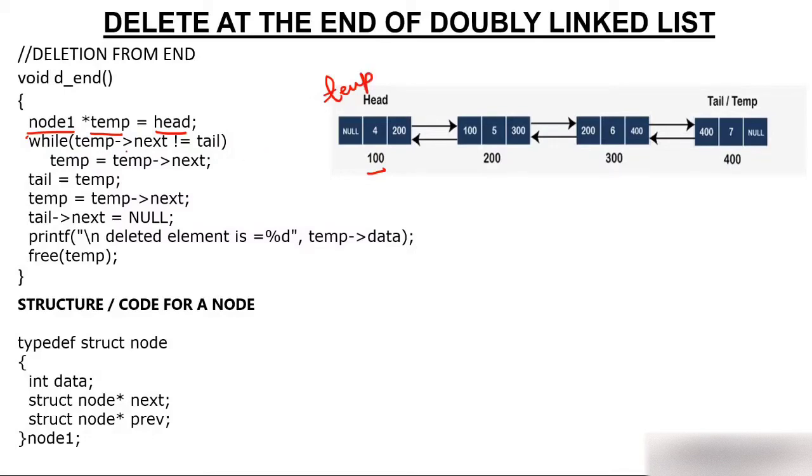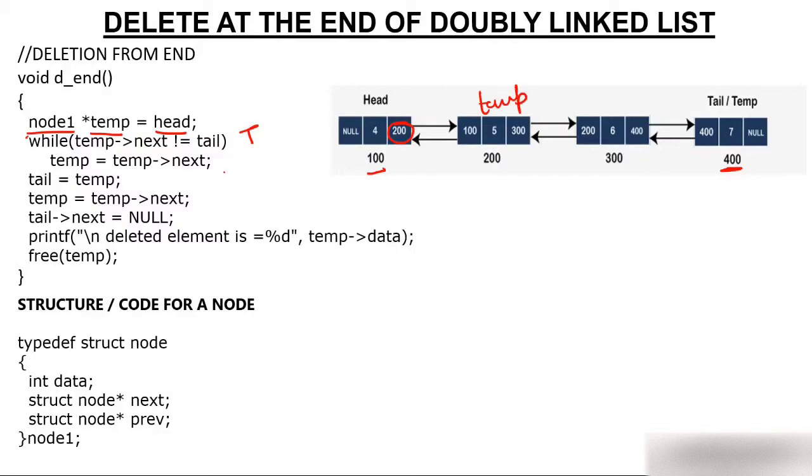Now I've used a loop: while temp next is not equal to tail. What is temp next? 200. Yes, temp next is 200 and tail is 400, it's not equal. The condition becomes true. I'll update temp: temp will have temp next. What is temp next? 200. So temp will move from this place to this place.